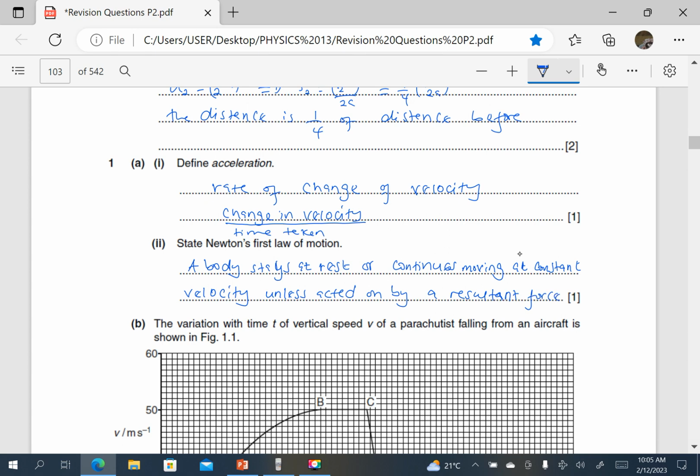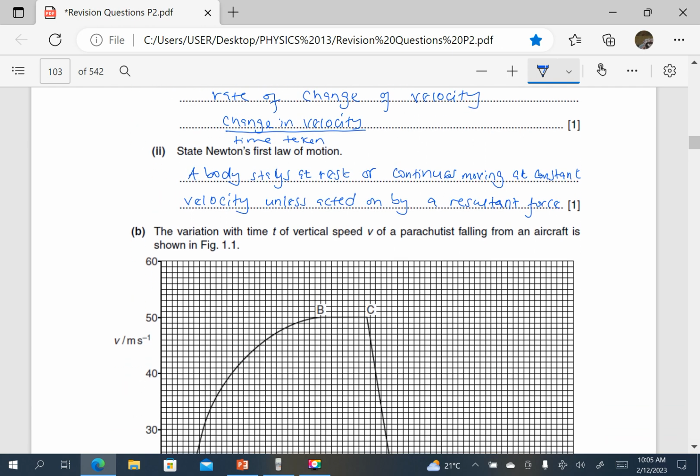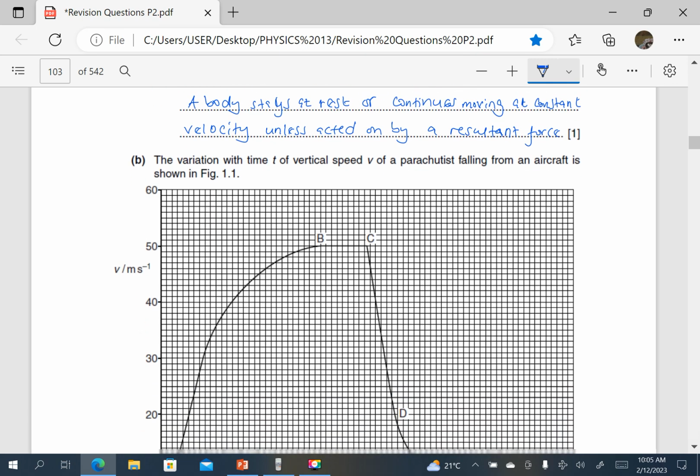So if there is no resultant force acting on a body, it will either stay at rest or it will continue moving with a uniform velocity. That is Newton's first law. It will continue moving with a uniform velocity. That is according to Newton's first law.